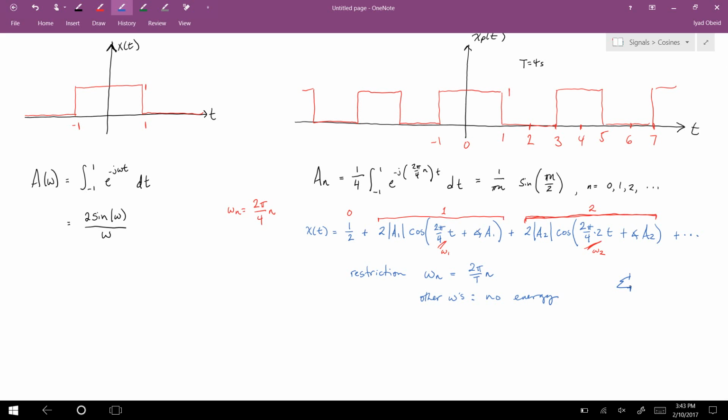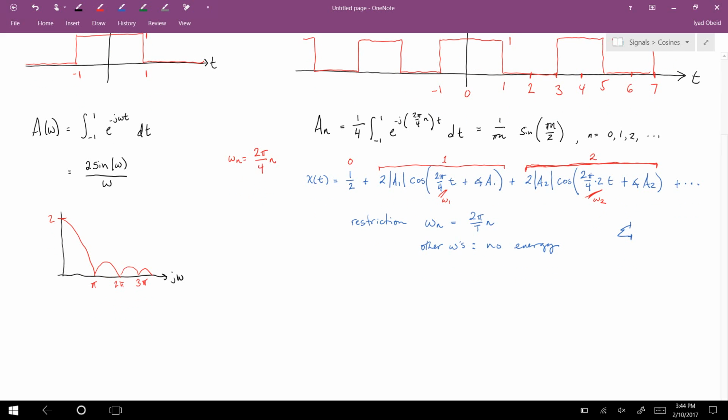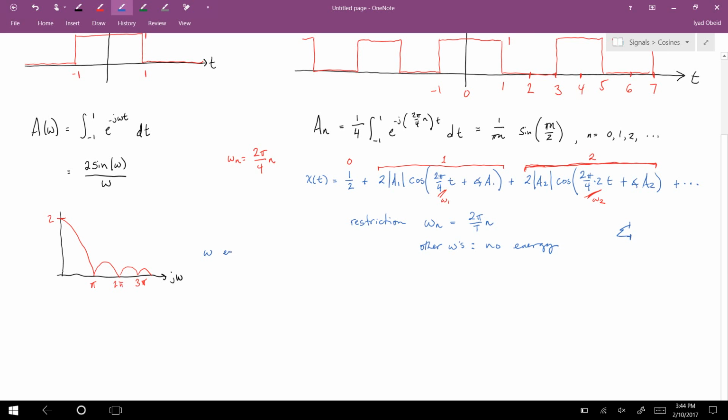Now, back to the non-periodic signal, it's a little bit trickier. So if I were to go ahead and make a plot of A of omega, it would look something like this. All right, that number would be 2. This would be frequency pi, 2 pi, 3 pi, and so on. So what you can see here is that whereas before there was only energy at specific values of omega, now there's energy at all values of omega, with the exception of just a couple that are zeroed. But basically omega exists everywhere.